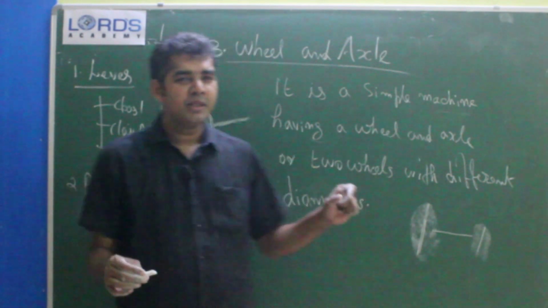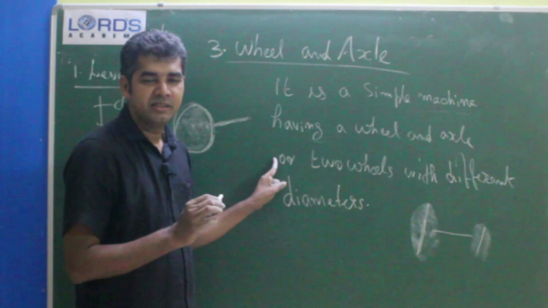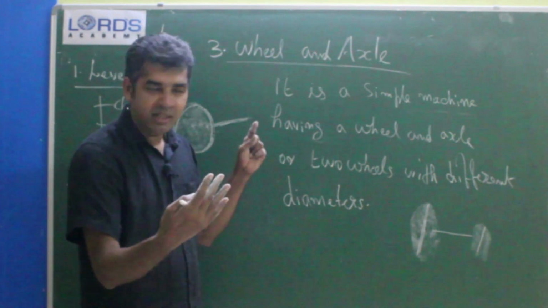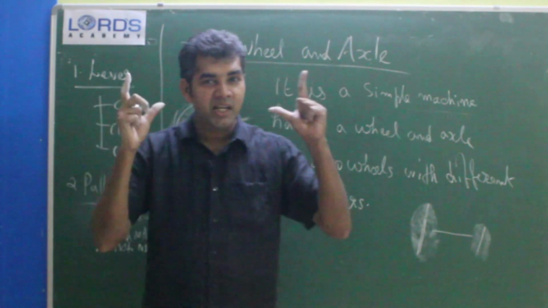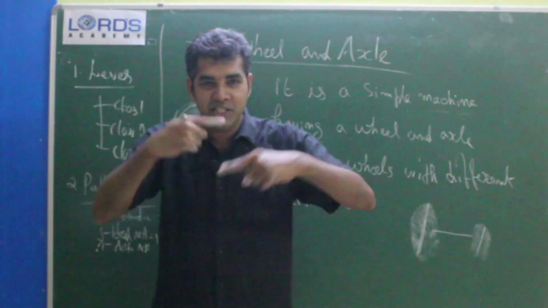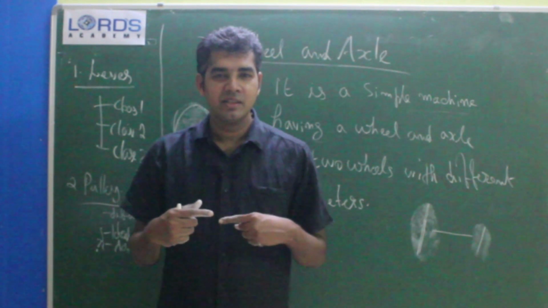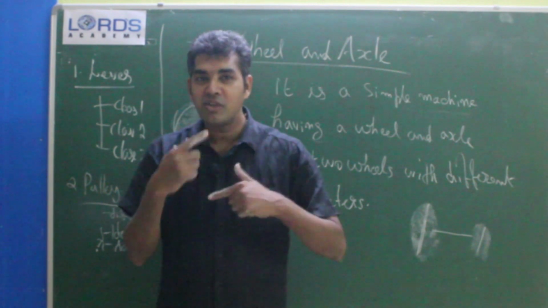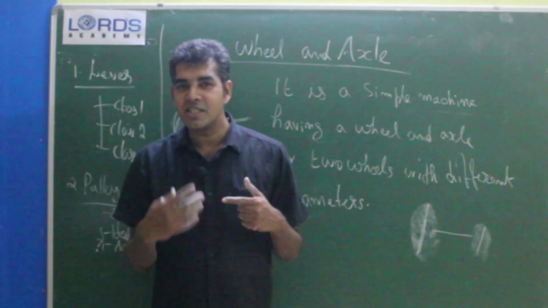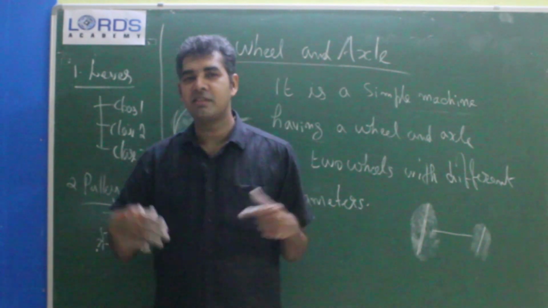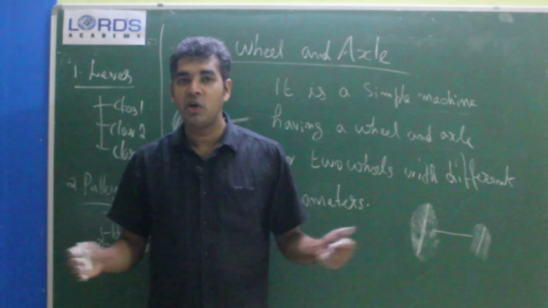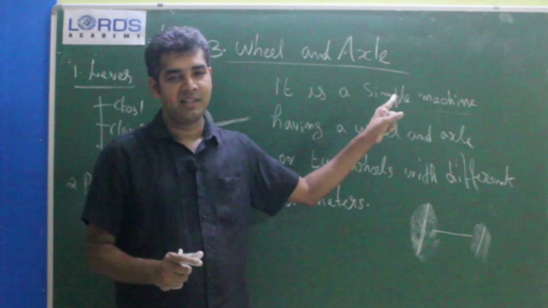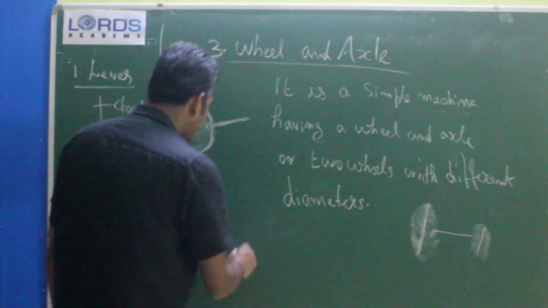So what is the science behind it? Why are we using this simple machine? When we say wheel, we have to think about the wheel always rotating. So this is friction, rolling friction. Rolling friction is always less than sliding and static friction. So with that advantage, we are using wheel and axle to reduce friction.